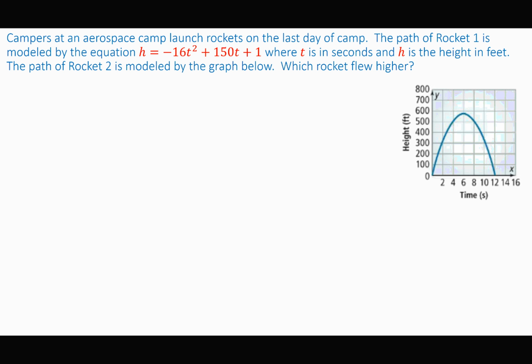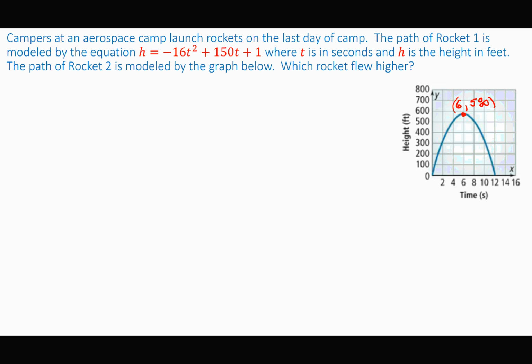The y value. Okay, so let's just analyze this graph. I can see right there that the vertex is going to be my max height, and I'm going to approximate this one. I'm between 500 and 600, a little bit closer to 600. So this coordinate is at 6 and about 580, we'll say. All right, so I know rocket 2 flew a height of 580 feet.